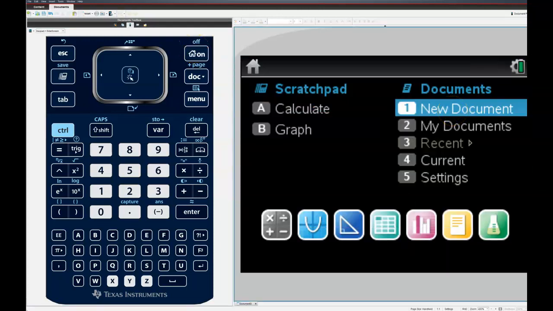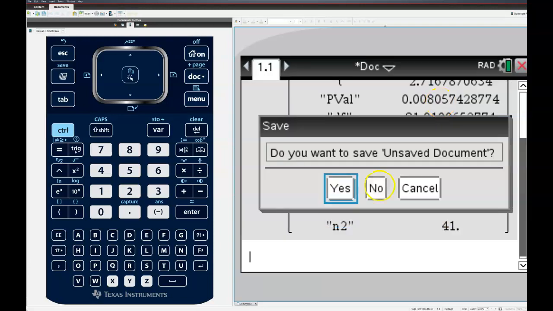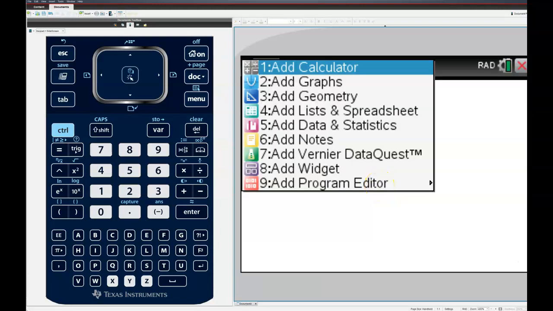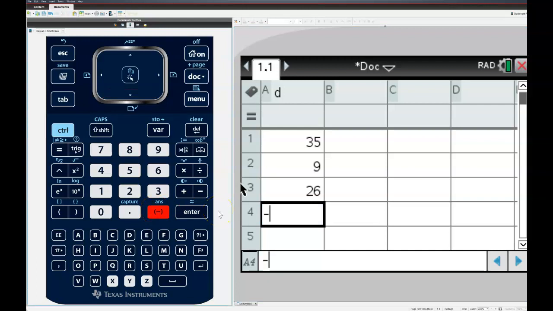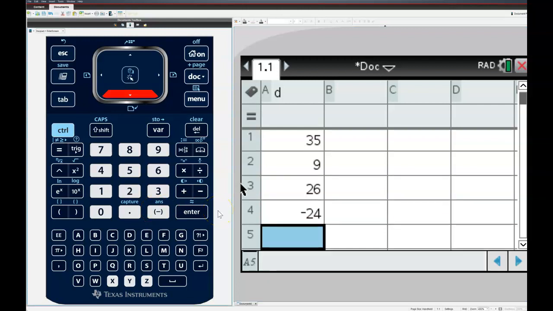So the first thing I'm going to do is go into my graphing calculator, and it's a good idea to start a new document. And I'm going to add a list and spreadsheet because I have actual data. And I'm going to enter those differences. So 35, 9, 26, negative 24, and 17.